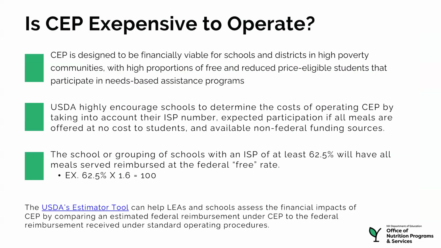So CEP is designed to be financially viable for schools and districts in high poverty communities with high proportions of free and reduced price eligible students that participate in needs-based assistance programs. USDA highly encourages schools to determine the cost of operating CEP by taking into account their ISP number, expected participation if all meals are offered at no cost, and available non-federal funding sources. The school or grouping of schools with an ISP of at least 62.5% will have all meals served reimbursed at the federal free rate.